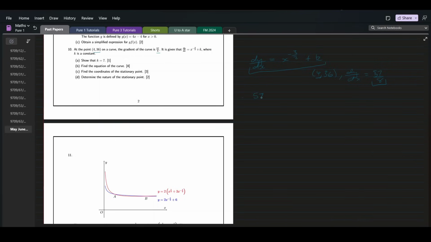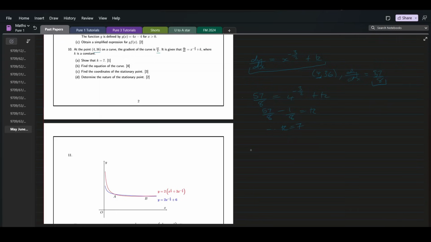So that would become 57 over 8 is equal to, we said x is 4, so that's 4 to the negative 3 over 2 plus k. And so this is, what's 4 to the negative 3 over 2? That gives us 1 over 8. So we've got 57 over 8 minus 1 over 8 is equal to k. So 57 over 8 minus 1 over 8. And that gives us k is 7. And that would be the proof for part A.